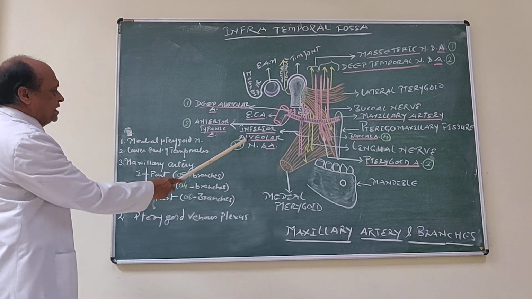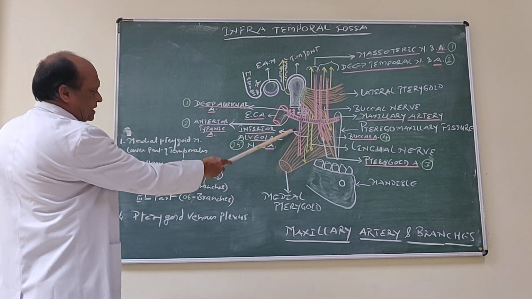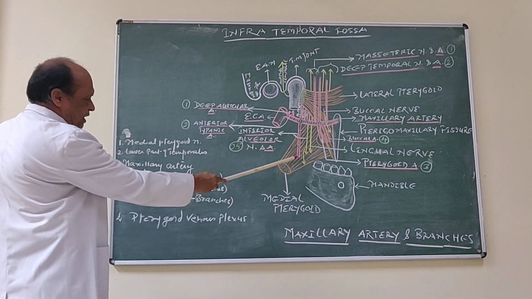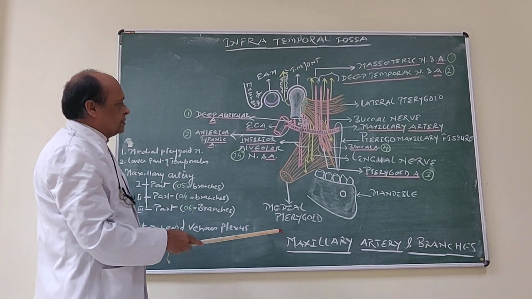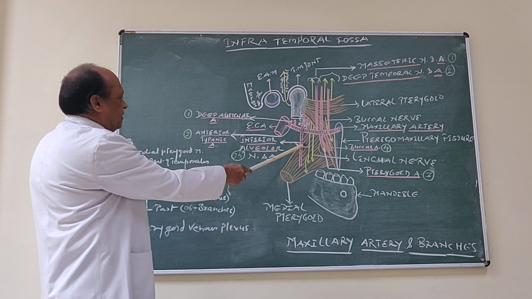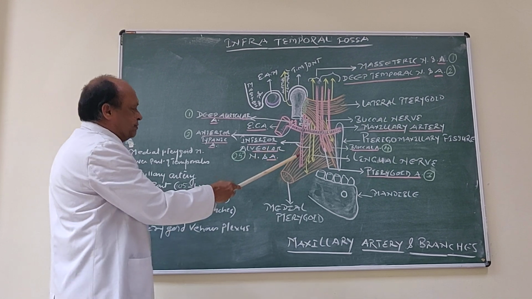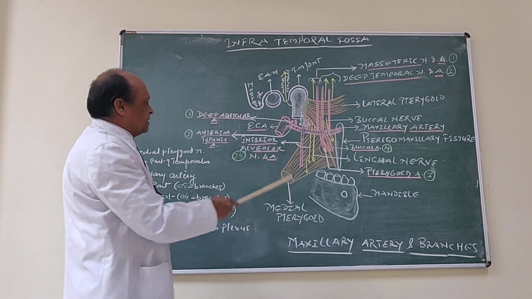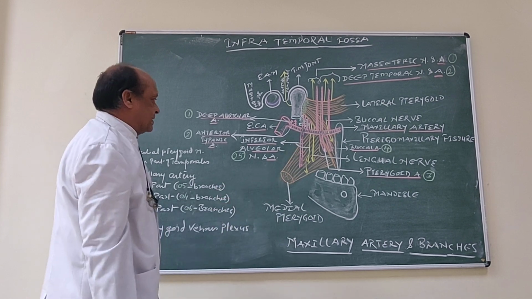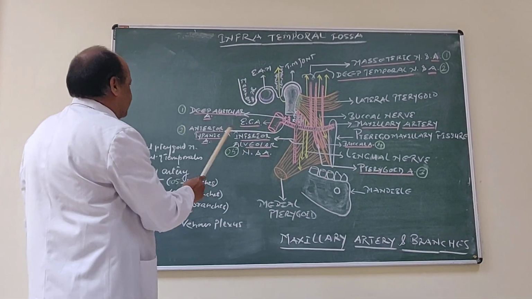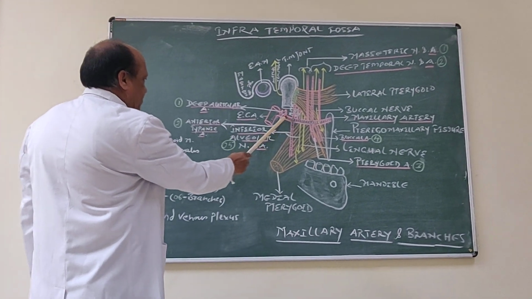By the side of this is another, inconstant artery, the fourth branch, named the accessory meningeal artery. And the fifth is here, the inferior alveolar artery. Running downwards, this artery enters the mandibular foramen along with the inferior alveolar nerve. Before it enters the mandibular foramen, it gives a branch named the mylohyoid artery. So these are the 5 branches arising from the first part.